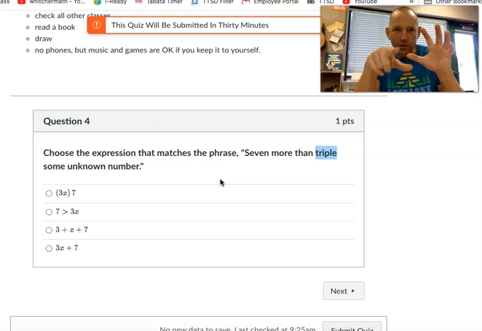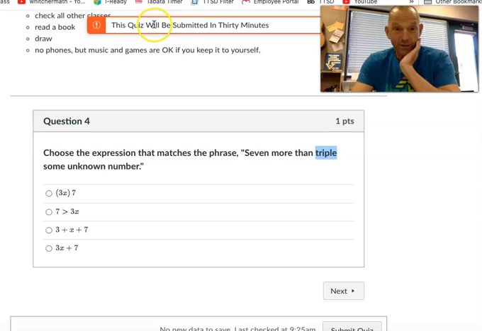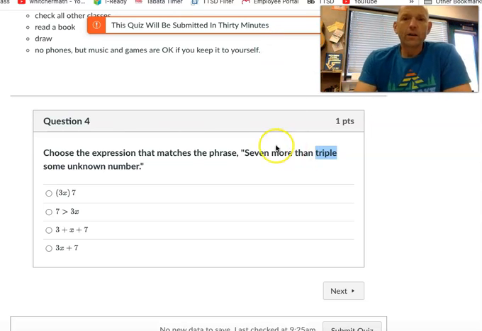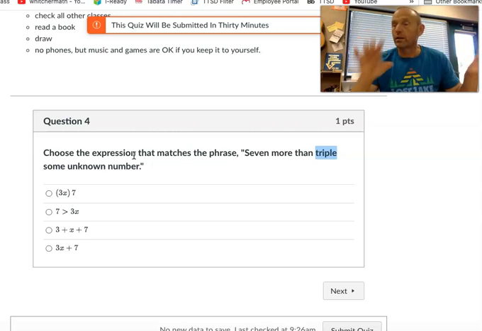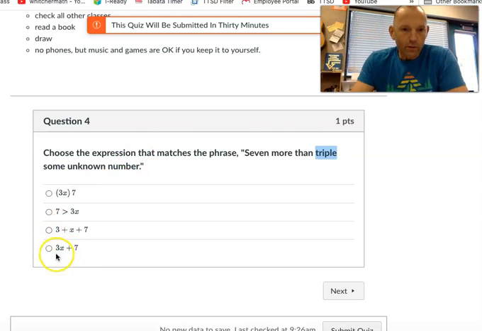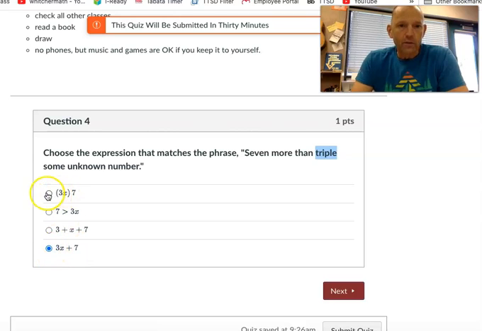Do you ever get that warning pop up on your screen like this? Man, that might make me freak out and go faster. But don't. 30 minutes is a long time. Okay, 7 more than 3x means I need the 3x first, and then we're going to add to it. So there's the 3x first, and we're adding to it. Boom.